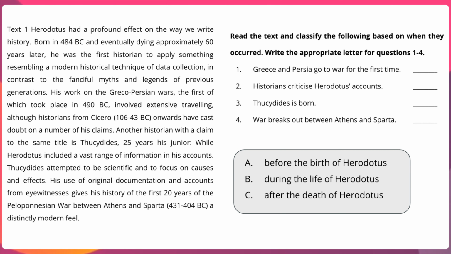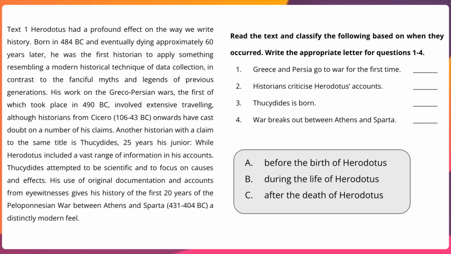The first statement is Greece and Persia go to war for the first time. Mark the keywords Greece and Persia and for the first time. That means they went to war for the first time. Question number 2, historians criticize Herodotus' accounts. So historians, are they or were they bothered about Herodotus' accounts? Number 3, Thucydides is born. Question number 4, war breaks out between Athens and Sparta.